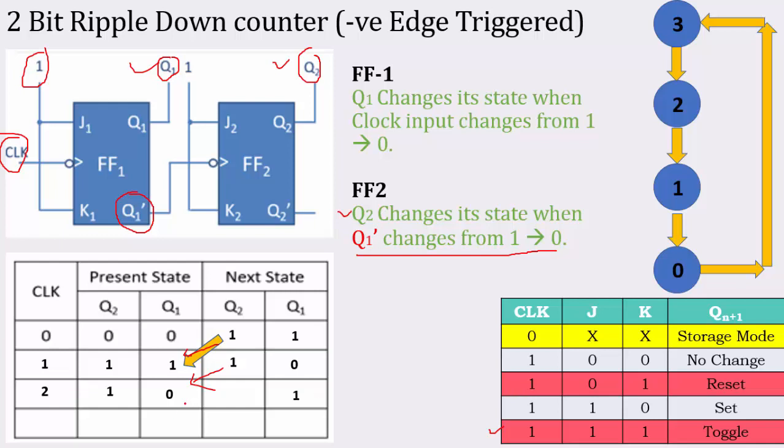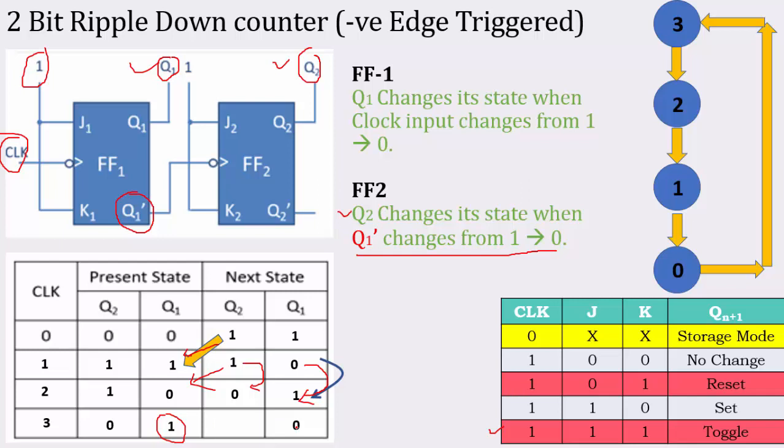Q1 first changes from 0 to 1. Now if Q1 changes from 0 to 1, what happens to Q1 bar? It changes from 1 to 0. At that time Q2 also changes, so this will change from 1 to 0. Now at the third clock pulse, this will be the present state. Again this will change from 1 to 0, because this is the present state. What should be the next state?